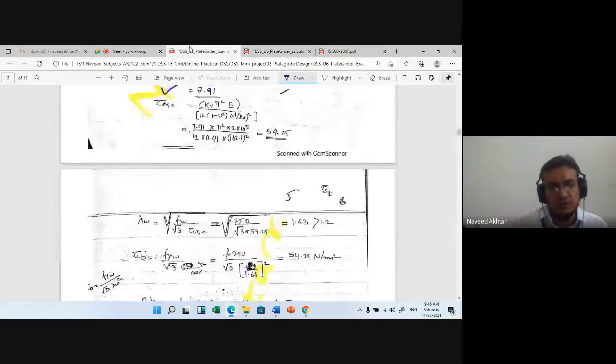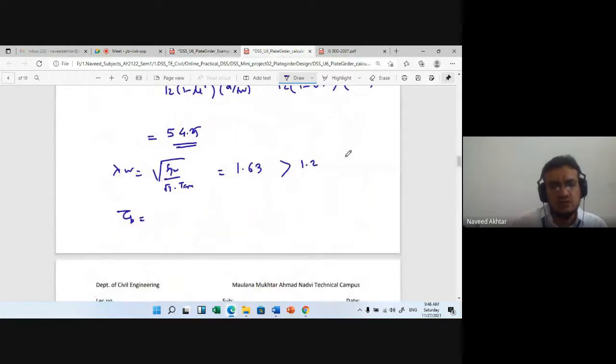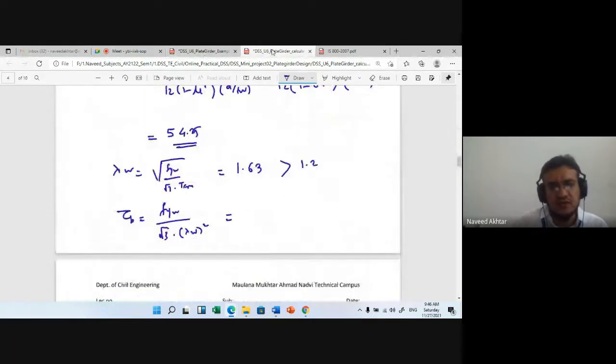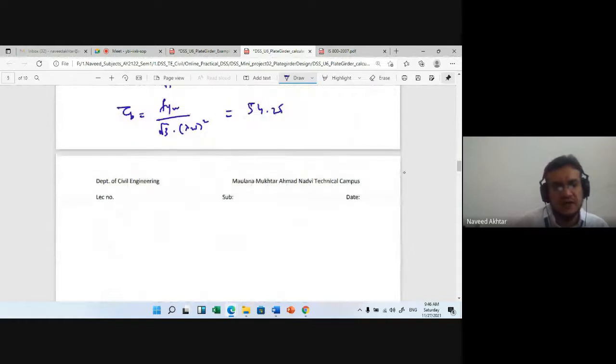Tau b is equal to fyw divided by root 3 into lambda w square. It will give the tau b value, and tau b value is coming 54.25 again, 54.25 Newton per millimeter square. Now you can find out the VCR. VCR is equal to AV into tau b.